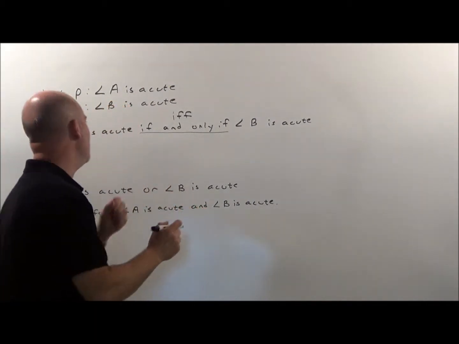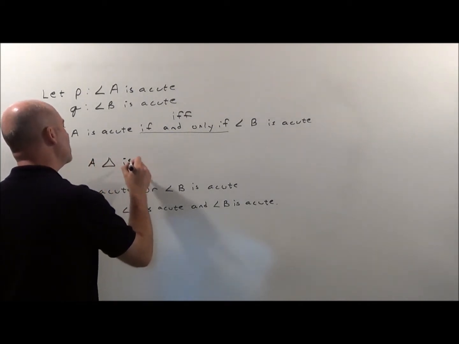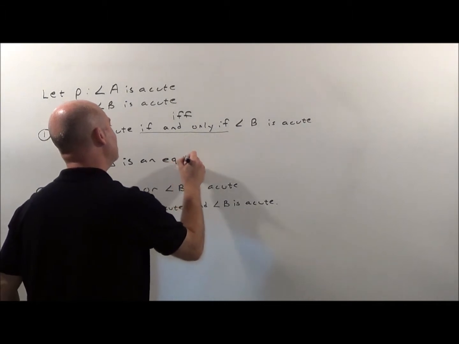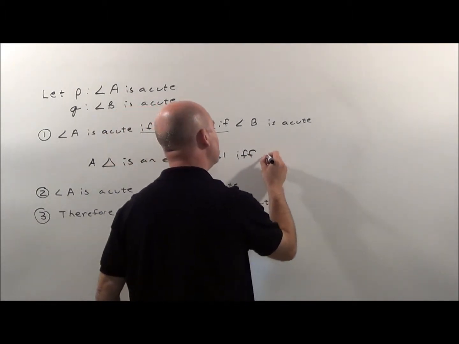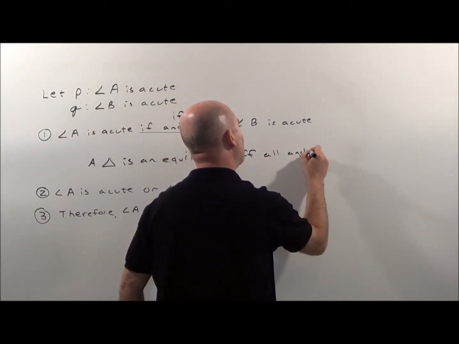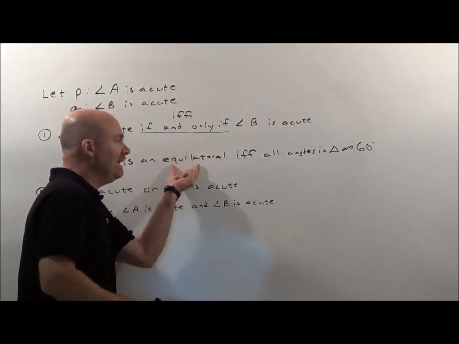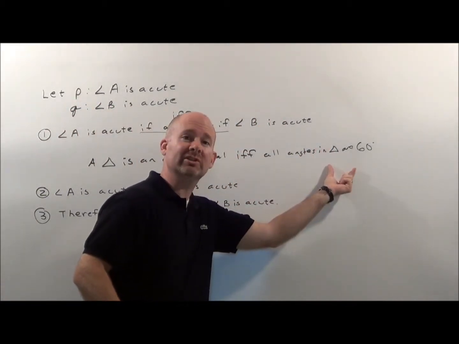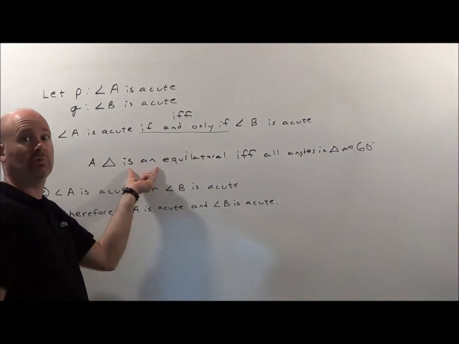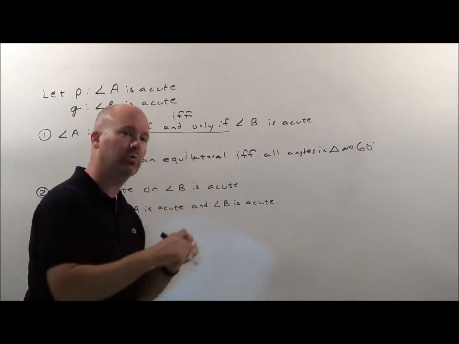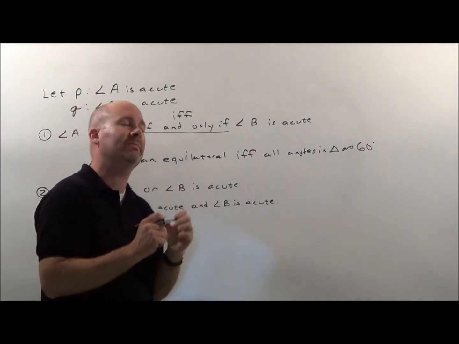An example might be a statement like this. Let me give you an example. A triangle is an equilateral if and only if all angles in the triangle are 60 degrees. So you know you have an equilateral triangle if all angles are 60 degrees. Well, if all angles are 60 degrees in a triangle, then it must be an equilateral. This is implying things going both ways. If it meets this criteria, then this is true. If this is true, then that's true. It's a way of sort of putting two statements in one.